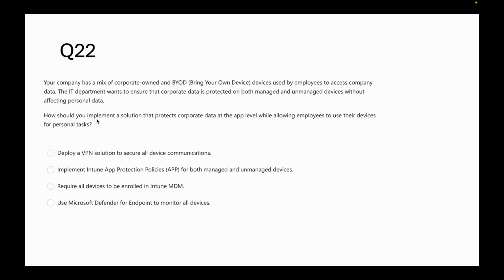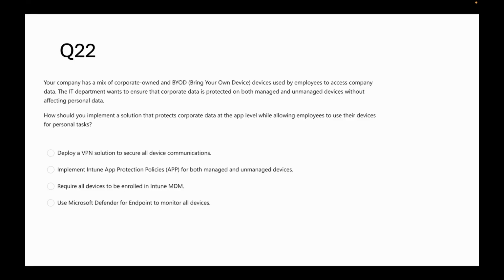So how should you implement a solution that protects corporate data at the app level while allowing employees to use their devices for personal tasks? So let's explore the answers. The first says deploy a VPN solution to secure all device communication. Deploying a VPN is incorrect, as it secures communication but doesn't protect data at the app level. The second point says implement Intune app protection policy for both managed and unmanaged apps.